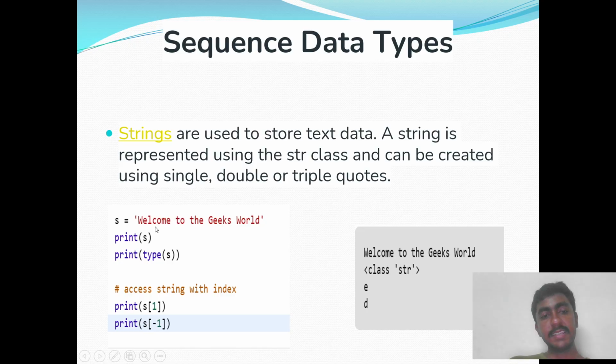Here, one such example is "welcome to the program". Print s: the first statement makes the program display welcome to the program. Print type of x prints the actual type of the variable, which is string, str. While accessing the index, we'll have print s square bracket 1, which prints the second element of the string, which is e, and s minus 1 prints the last element of the string, which is m.